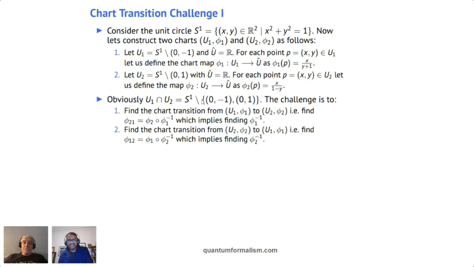So here's the challenge: to find the transition maps. I'm giving you charts. I hope this is a chart; you have to verify. I give you two charts. Again, you have to verify that they are indeed two charts. And then you need to find the transition function, which in our case, because you already know the individual charts, is to find their inverses. So for this one, you want to find phi1 inverse. For this one, you want to find phi2 inverse. I claim you will find something very interesting.